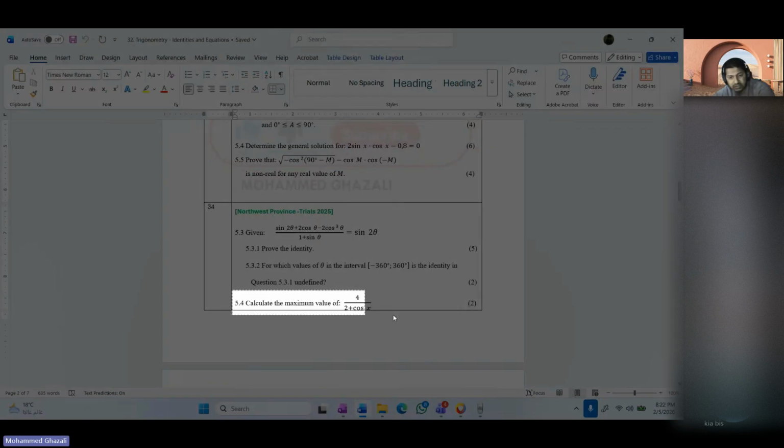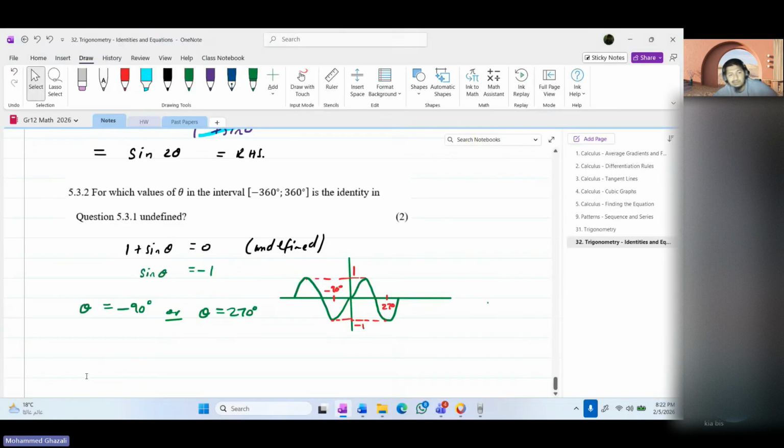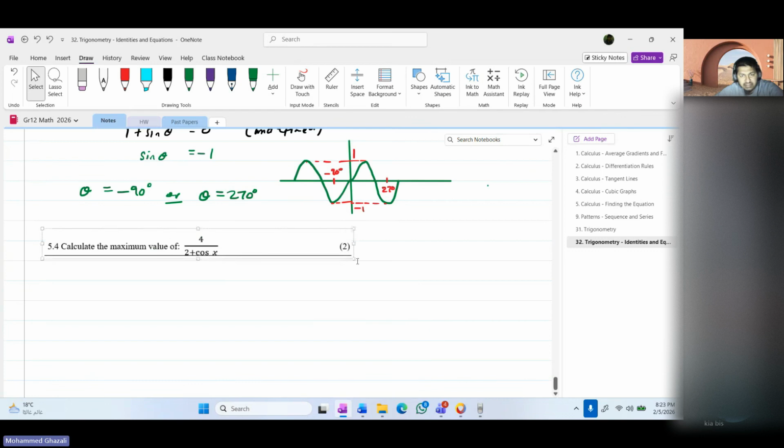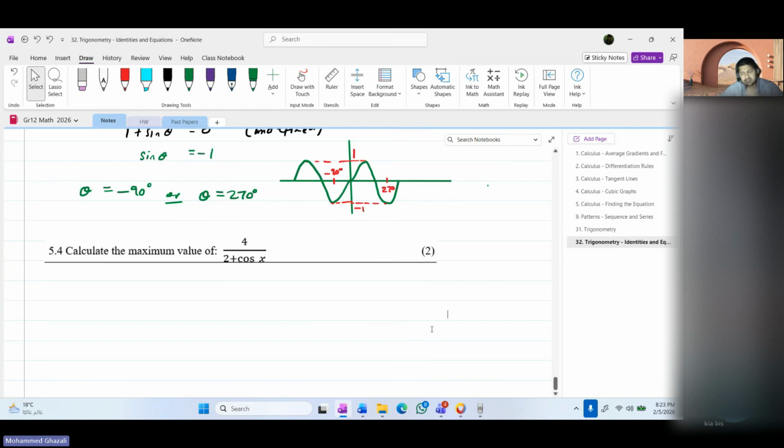Next question. Calculate the maximum value of this expression. Now, problem is, look at the cos graph. Remember, the cos graph has a minimum and maximum value, right? So what's the range for cos? From -1 to 1. I'm going to substitute both the values because I want the maximum value of this expression, not the maximum value of cos x.